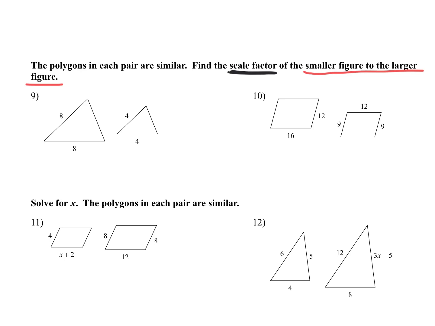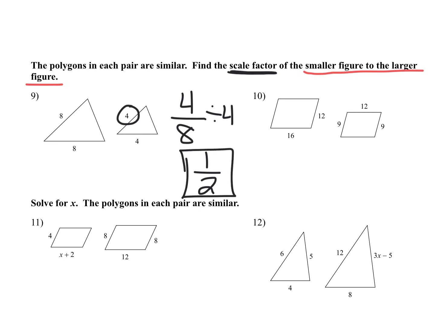4 over 8. Yep. So if I start with the smaller figure, I have 4. What matches 4? 8. And then what do I do with that? Divide by 4. That gives you 1 over 2. You don't have to do both. It just wants the scale factor from smaller to larger. Okay. With those, to check, you want to make sure the smaller number's on the top and the larger number's on the bottom.